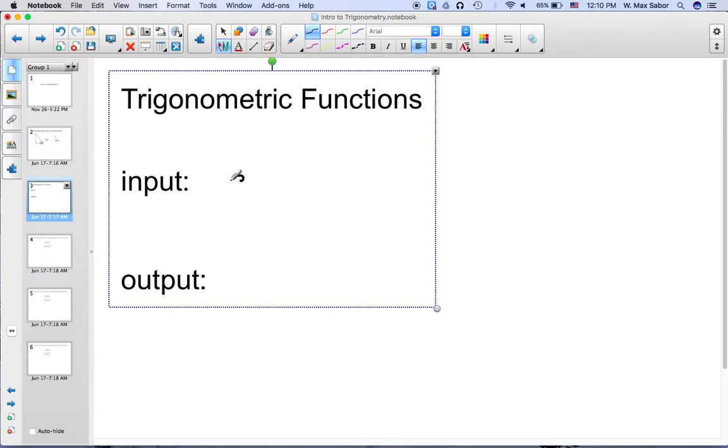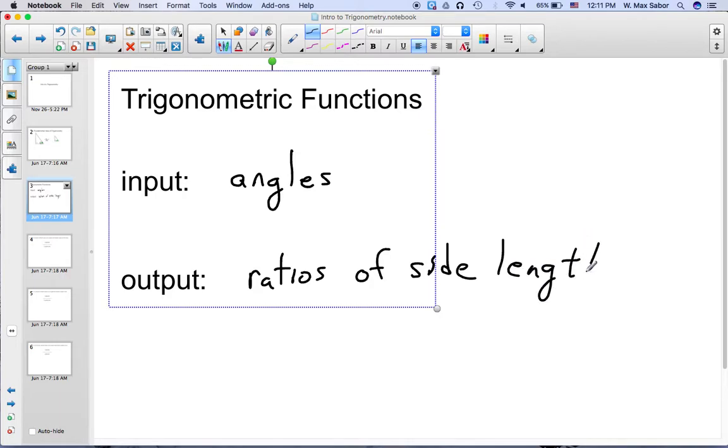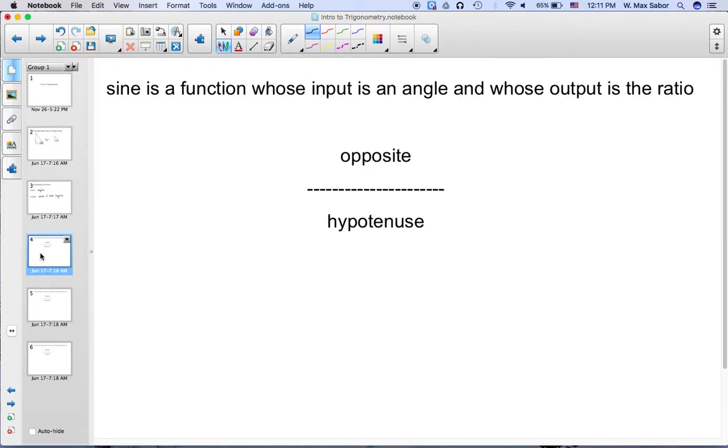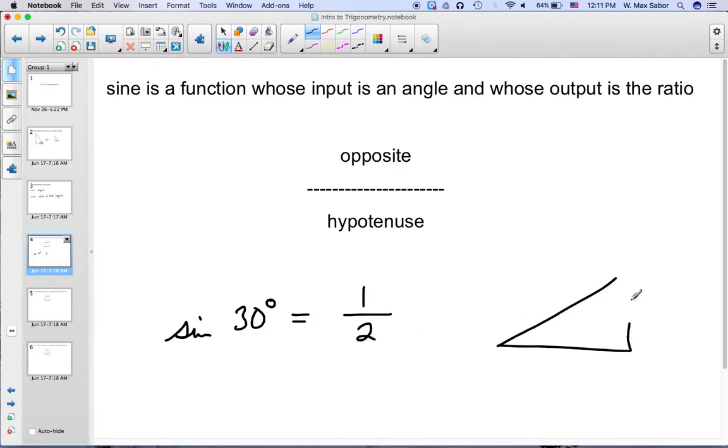Trigonometric functions have their input as angles, and their output is ratios of side lengths. So sine is a function whose input is an angle and whose output is the ratio opposite over hypotenuse. So something that I can say is something like sine of 30 degrees equals 1 over 2, because when I take a right triangle, and the acute angle is 30 degrees, the ratio between the opposite side and the hypotenuse is 1 to 2.